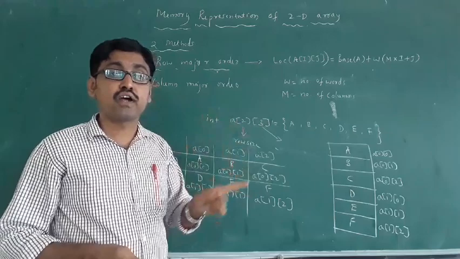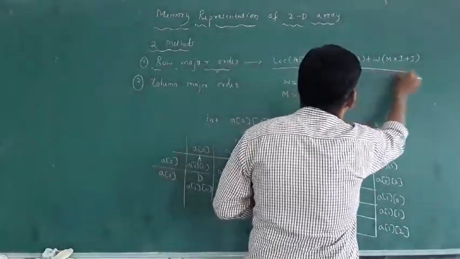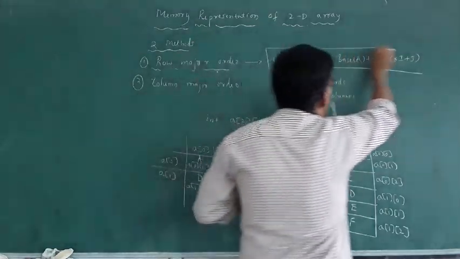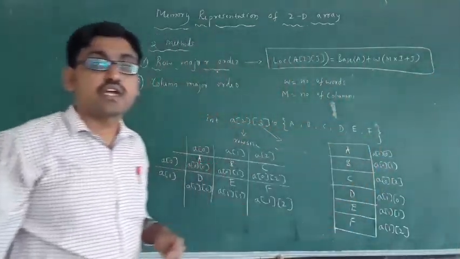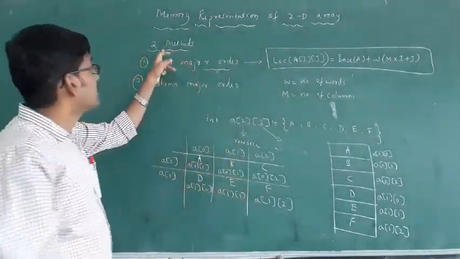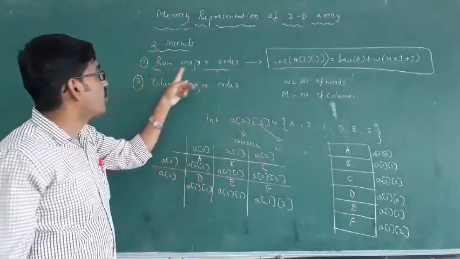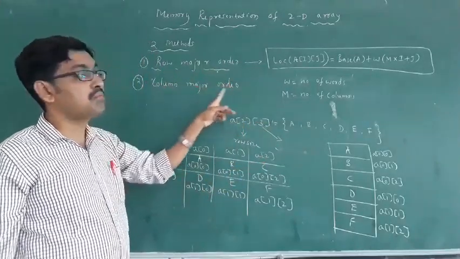Then how to find the address? You have to use a formula to find the address of a 2D array. There are two methods to find the address of a 2D array: one is row major order, the second one is column major order.